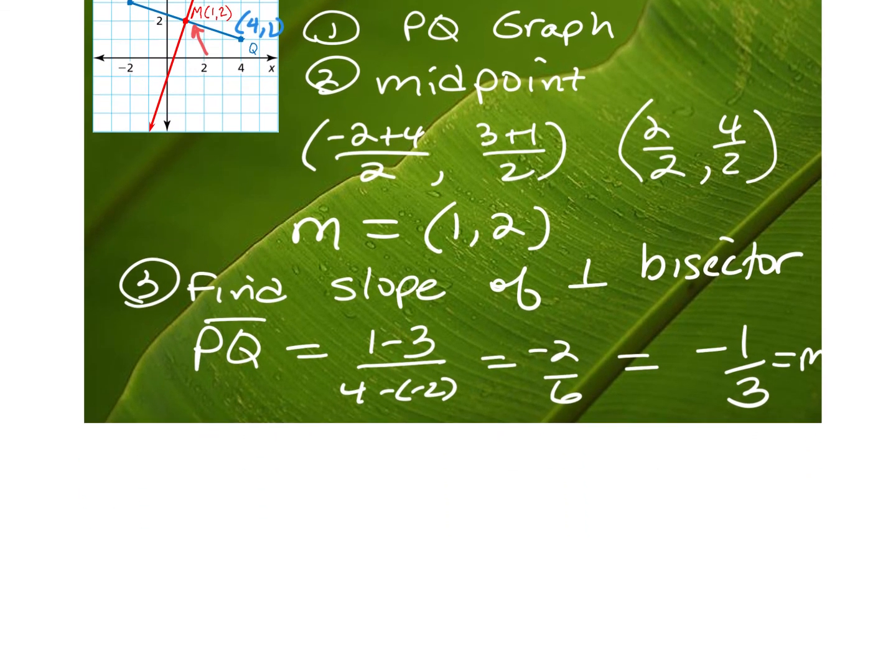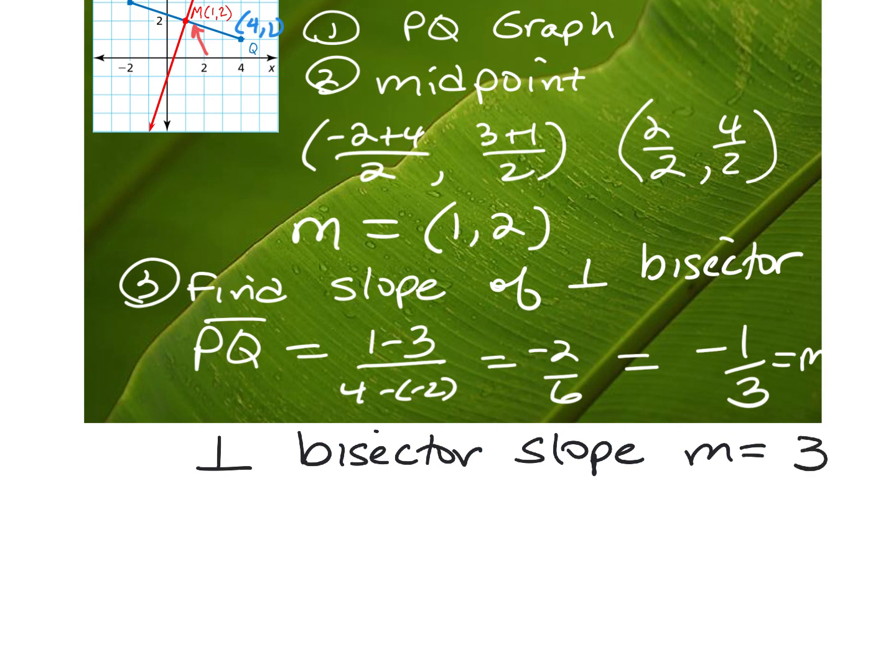However, I don't need to use that slope in my equation. I need to turn that slope for my perpendicular bisector into the opposite reciprocal. So the perpendicular bisector slope is actually equal to positive 3 over 1, or just positive 3. And then finally, my fourth step is going to be to write the equation.